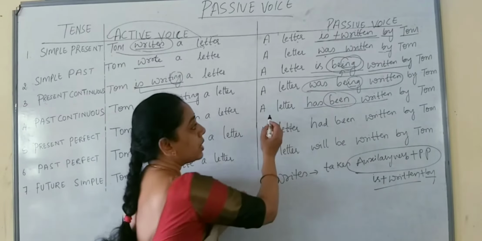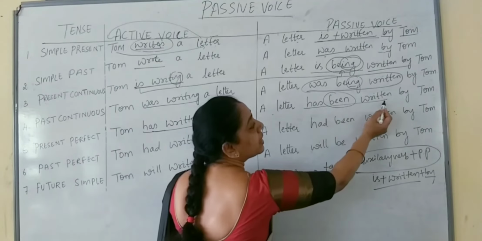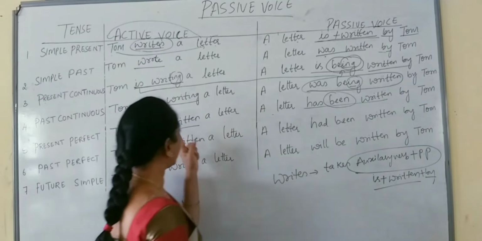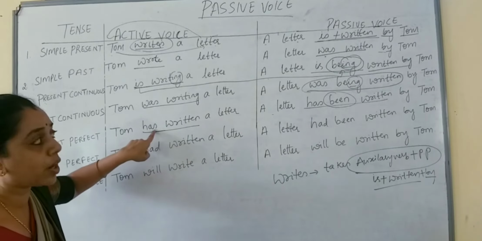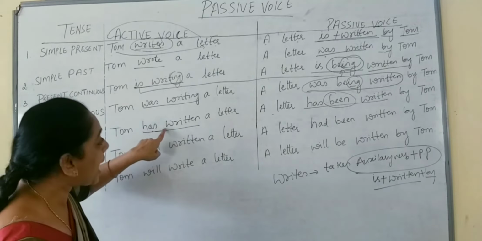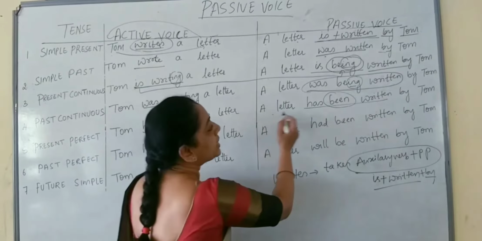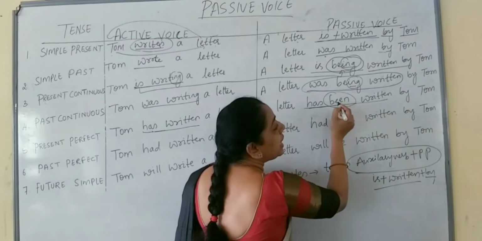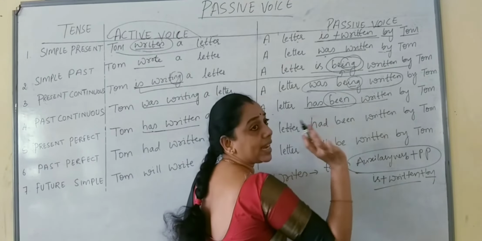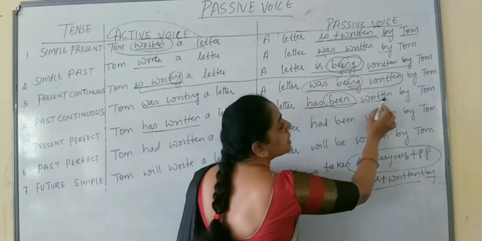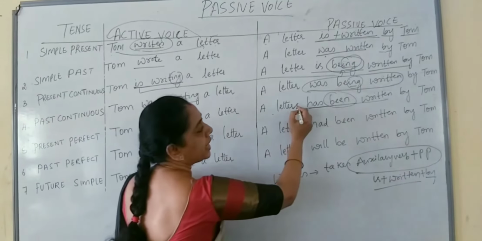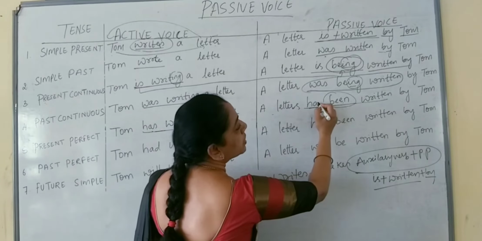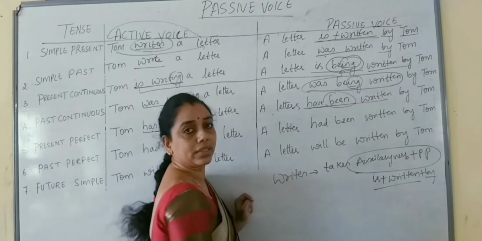Okay, now a letter has been written by Tom. It is present perfect tense. Tom has, not had. Tom has written a letter. A letter has been, B-E-E-N, been, not B-E-I-N-G, being. Been written by Tom. Now, suppose here letters was there, what would it become? Have form, have would have come.